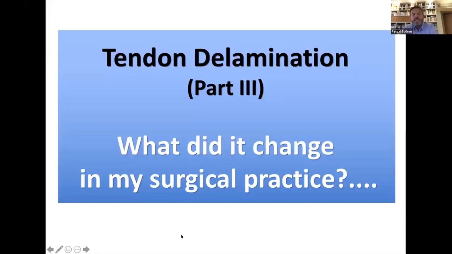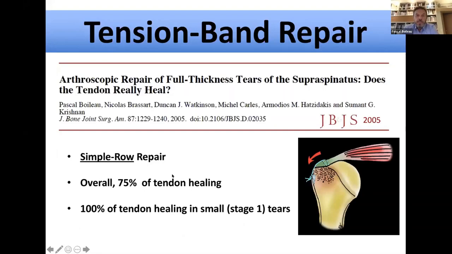So what this study has changed in my surgical practice, this is what I would like to share with you now. In fact, we published in 2005, so 15 years ago, this very simple technique, which is called the tension band repair. And we found that with this technique, and it was in our early experience, we had an overall rate of tendon healing of 75%. However, when it was a small tear, the rate of healing was 100%.